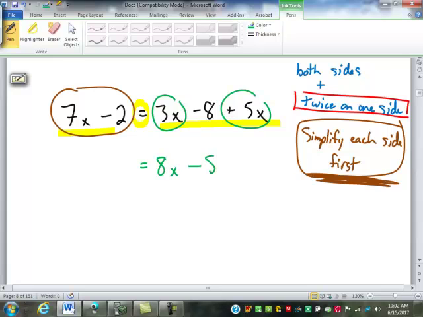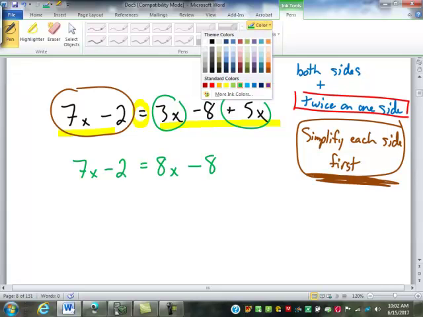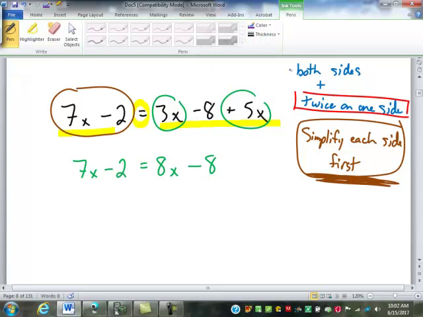So we have 8x. We still have the minus 8. The left side is not changed. That's just 7x minus 2. So we have simplified now everything that we can on each side.